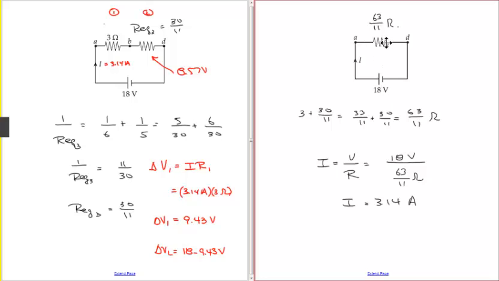So from just knowing the resistance and the voltage, we calculate the current through this equivalent resistance, 3.14 amps. Now the 3.14 amps, if we go back one step, is going to flow through both of these resistors, the real resistor and the equivalent resistance. And you can calculate the voltage drop across each one of those resistors using Ohm's law. So I calculated the voltage drop across this resistor to be 9.43 volts, and because the total has to be 18 volts, I knew this one had to be the difference between 18 and 9.43, which was 8.57 volts.